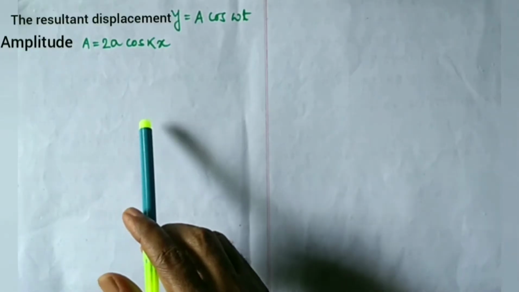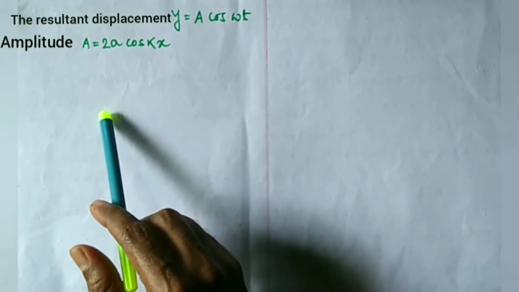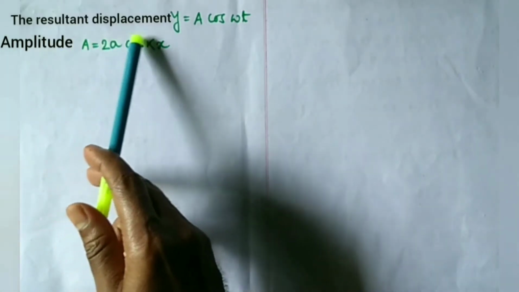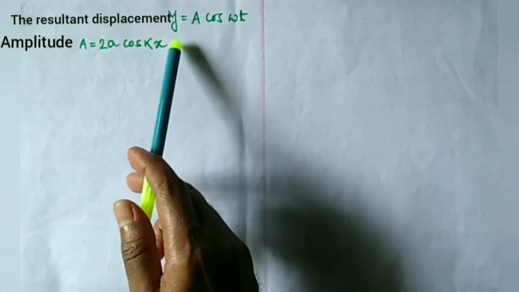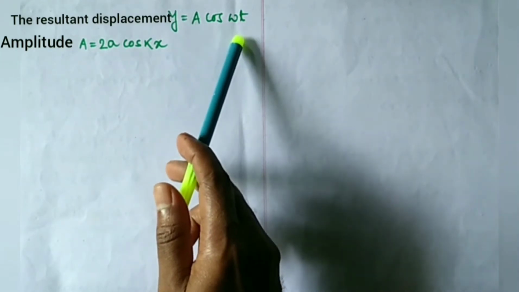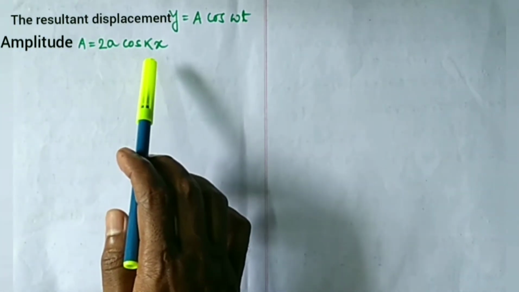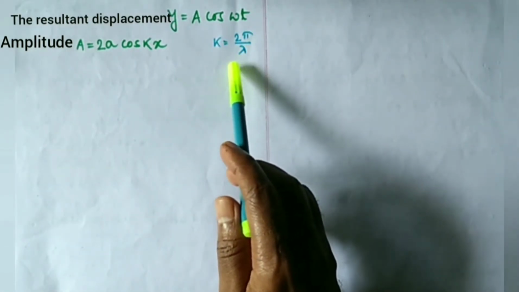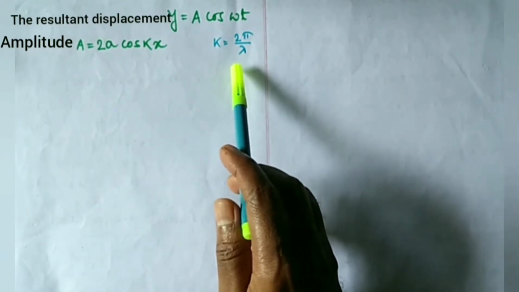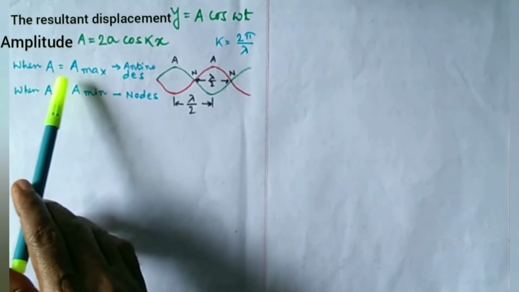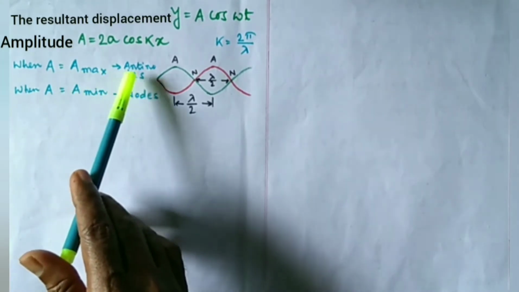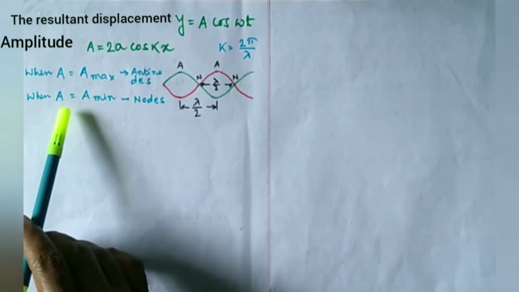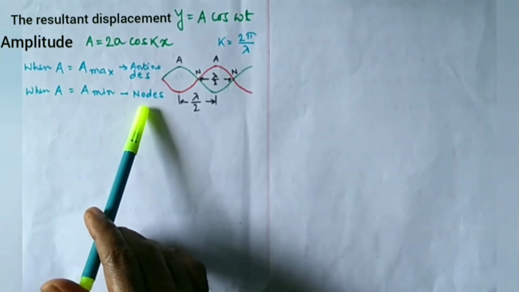Let's start. Students, you have known from the first identity of the first lecture that the resultant displacement of two plane progressive waves is of the form y equal to A cos omega t, where A is the amplitude of the resultant wave, k equal to 2 pi by lambda, the magnitude of the wave vector. When the amplitude is maximum, that means A equal to A max, we get the antinodes, and when the amplitude is minimum, that means A equal to A min, we get the nodes.